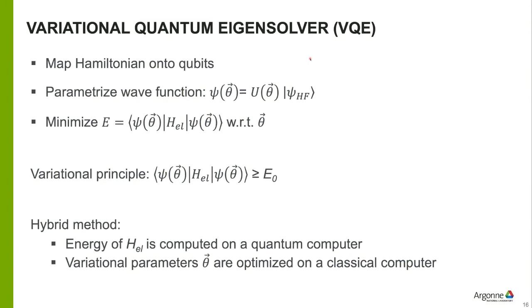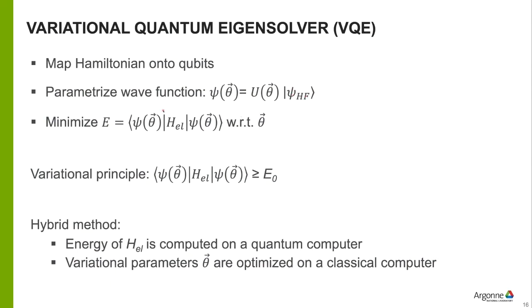So the main pieces of this method are the mapping of your Hamiltonian onto qubits, parametrization of the wave function. So you basically need to pick the unitary operator that's going to prepare your wave function from the initial guess of the mean field Hartree-Fock solution, which is easily done on a classical computer.